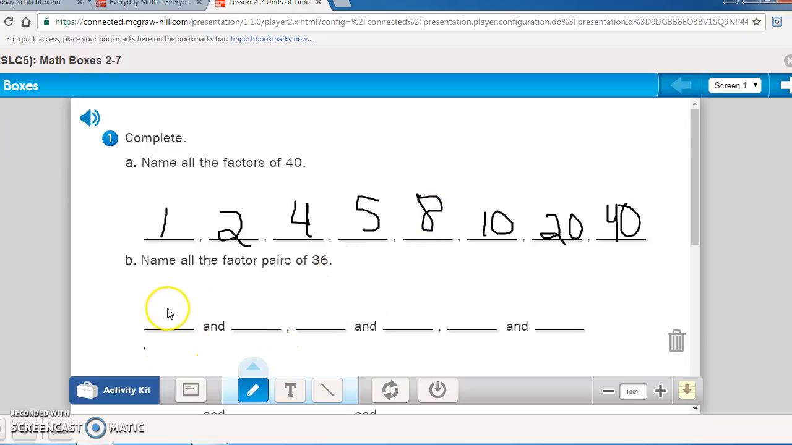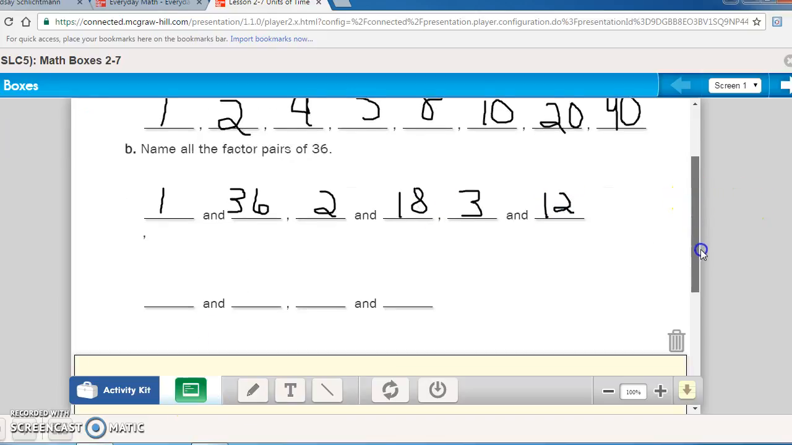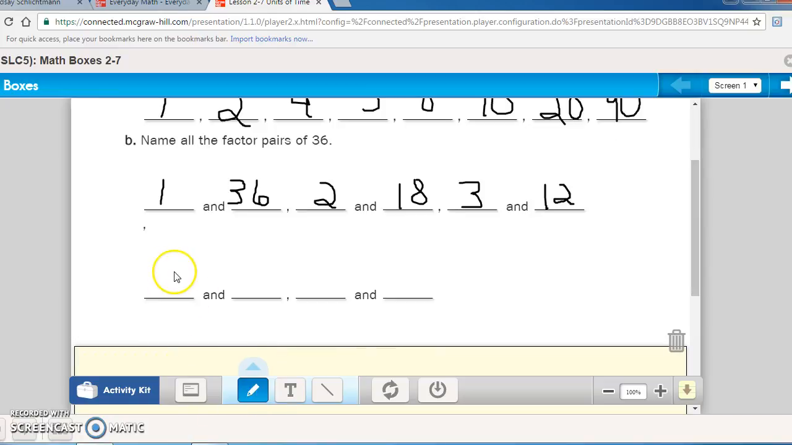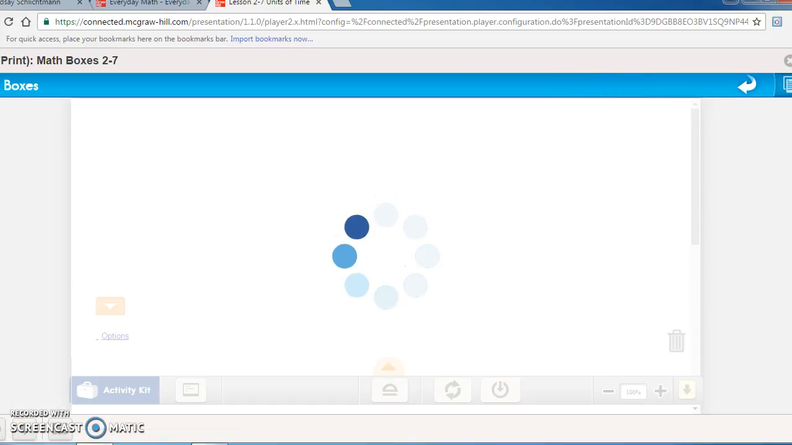Factor pairs of 36, well, we got 1 and 36. It's an even number again. So we have 2 and 18, 3 and 12. And we should have some more here. 4 and 9. 5 times nothing is 36, but 6 and 6 is 36. And those are all the factor pairs for those numbers.